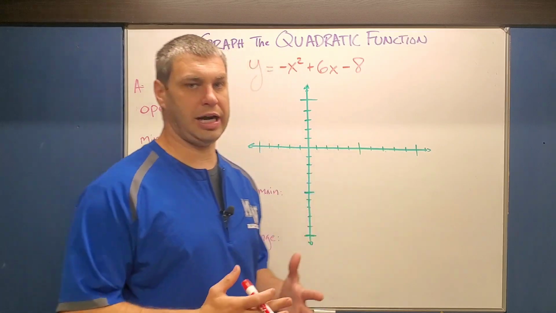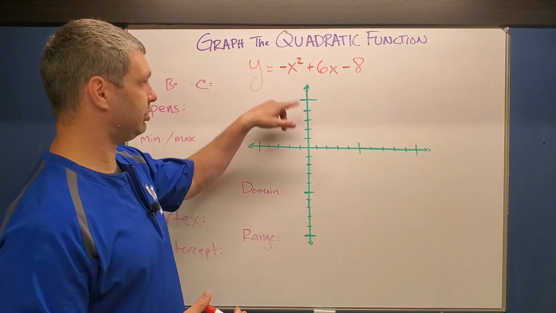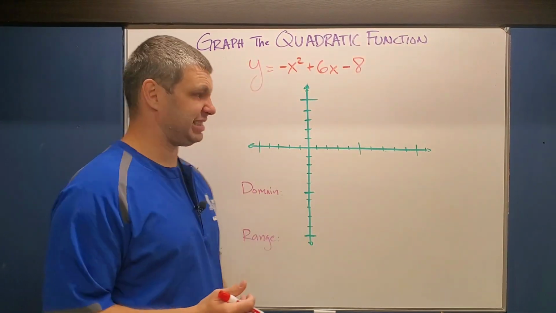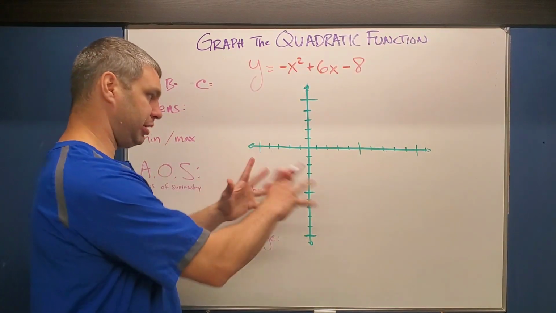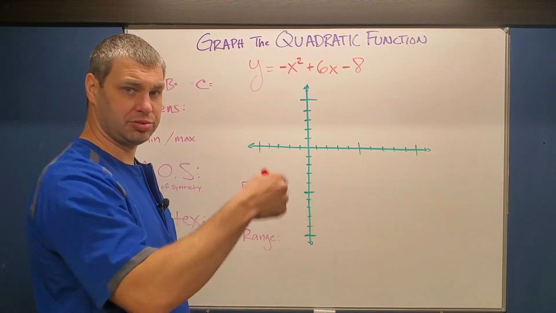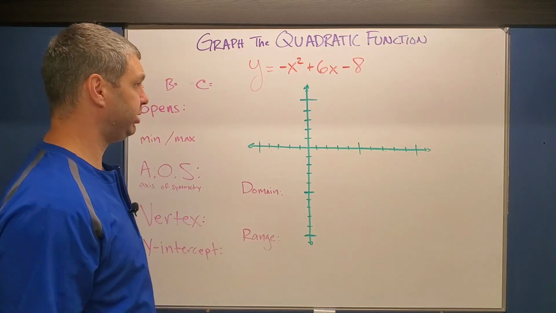This question is asking us to graph this quadratic function of y equals negative x squared plus 6x minus 8. In order to do that, we need to find these different parts to plop them onto our graph. That'll help us draw the curve of that parabola a little bit easier.